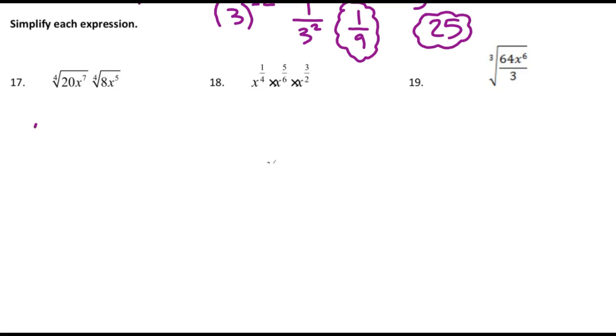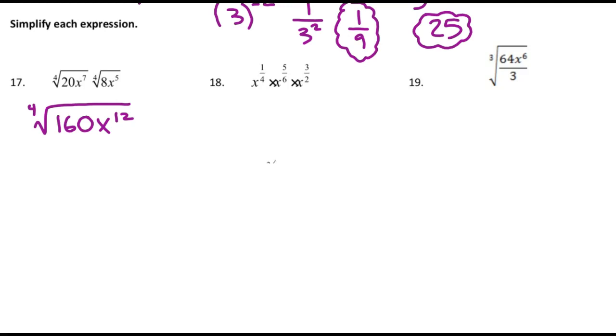So we have one radical, and I can do that because they're both fourth roots. So if they're both fourth roots, I can combine the radical stuff to be 20 times 8, which is 160, x to the 12th. And when I do that, I will have a perfect fourth root, x to the 12th. Other perfect fourth roots are 16.